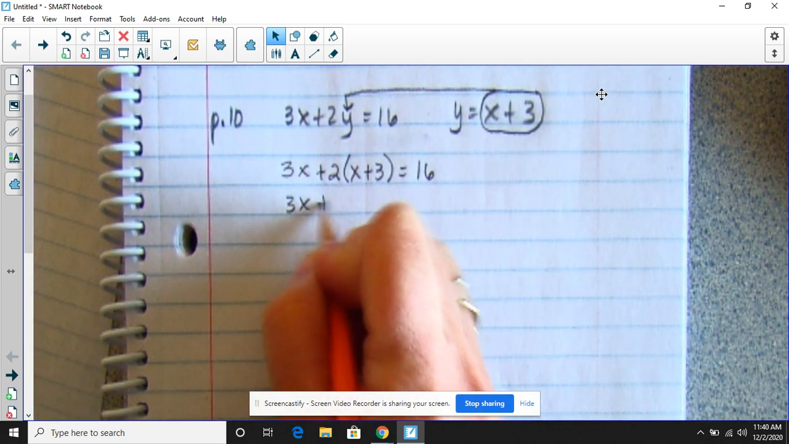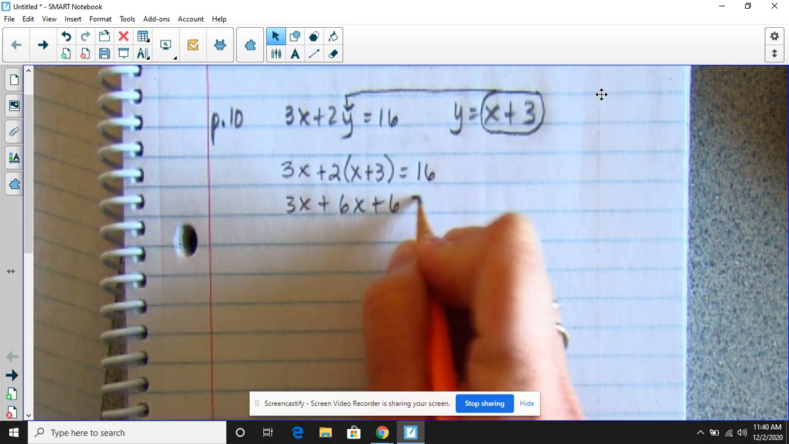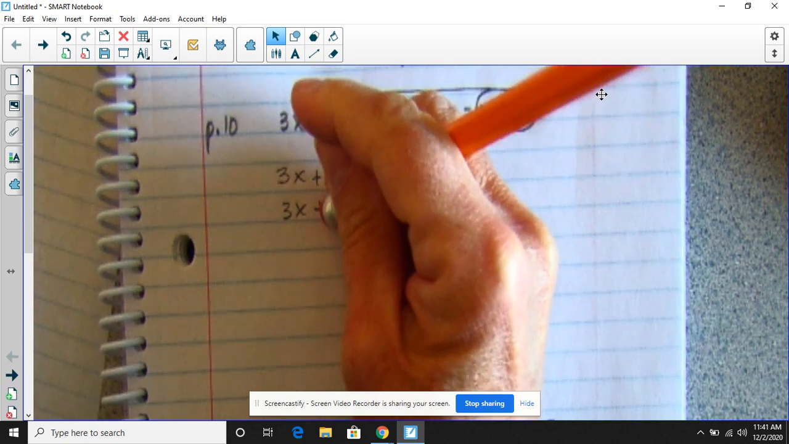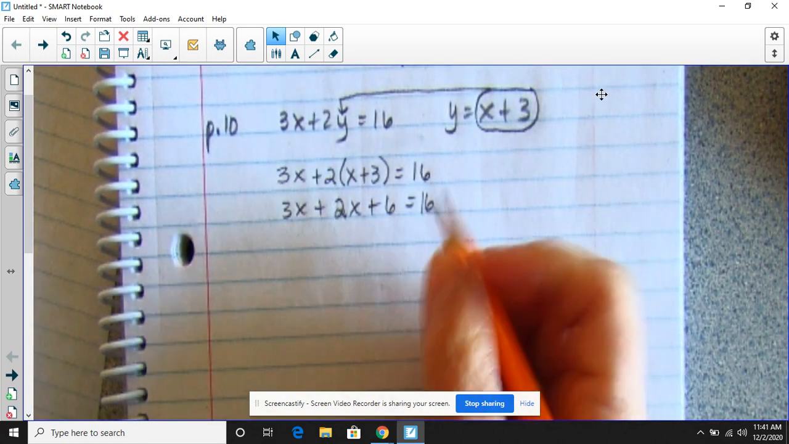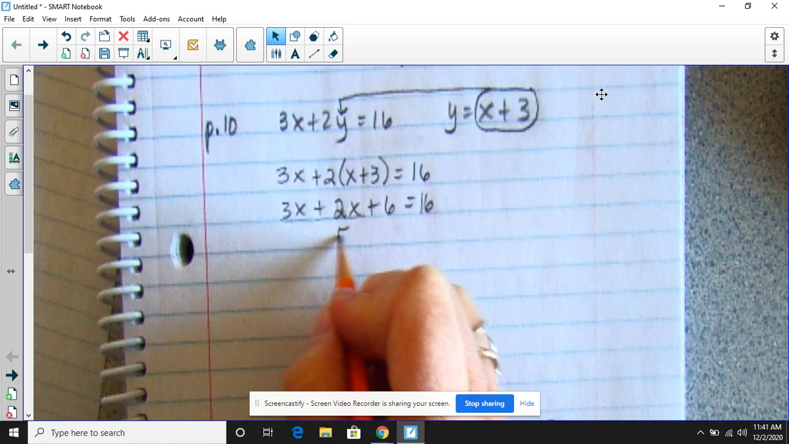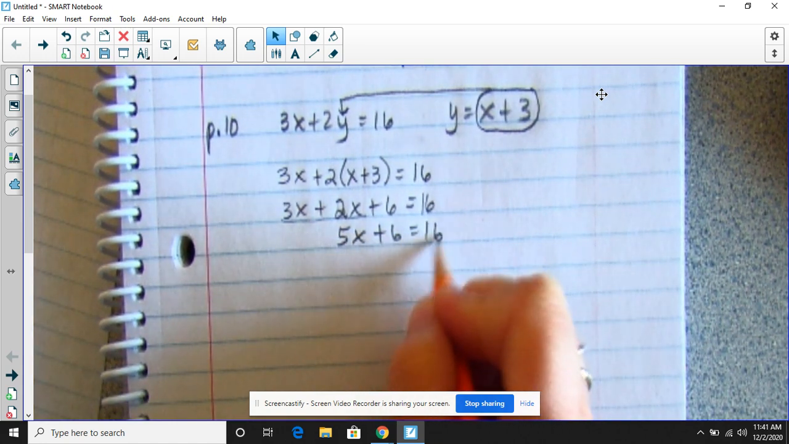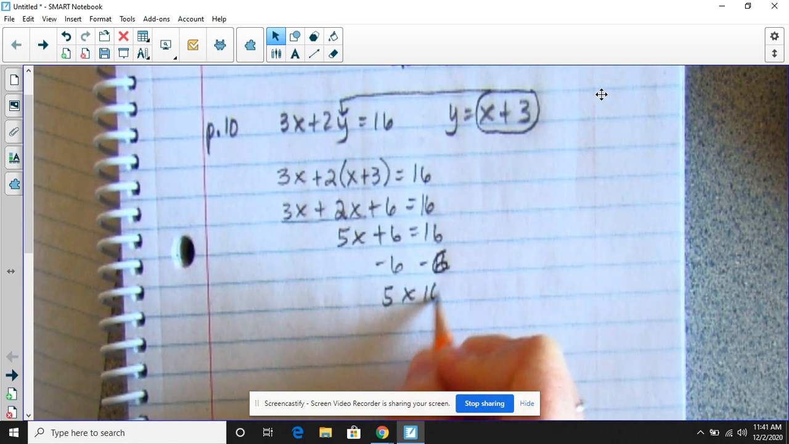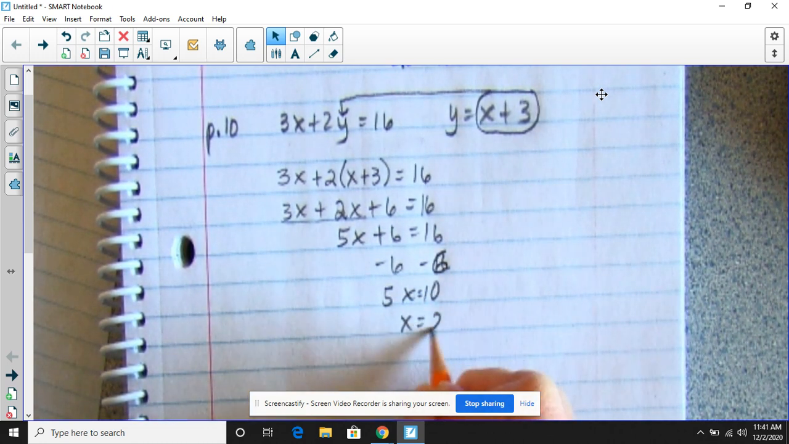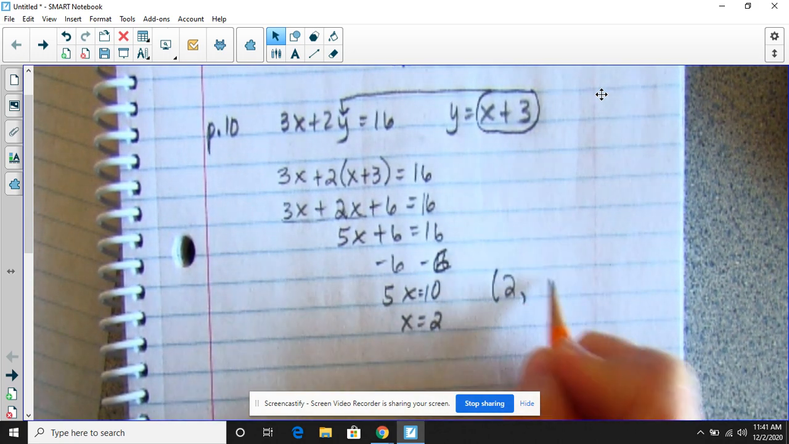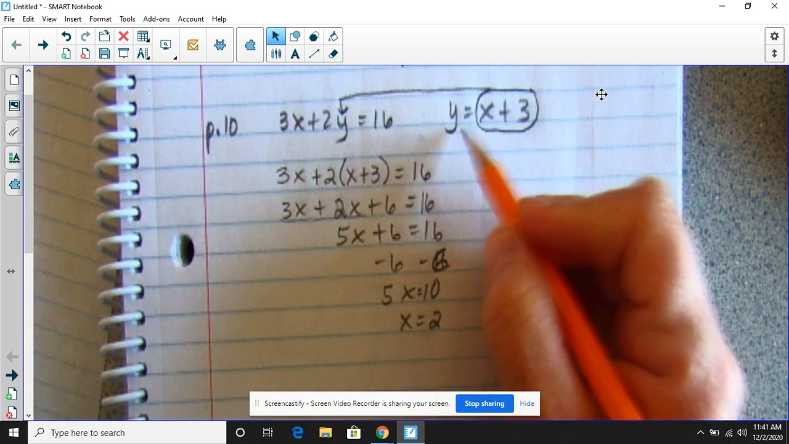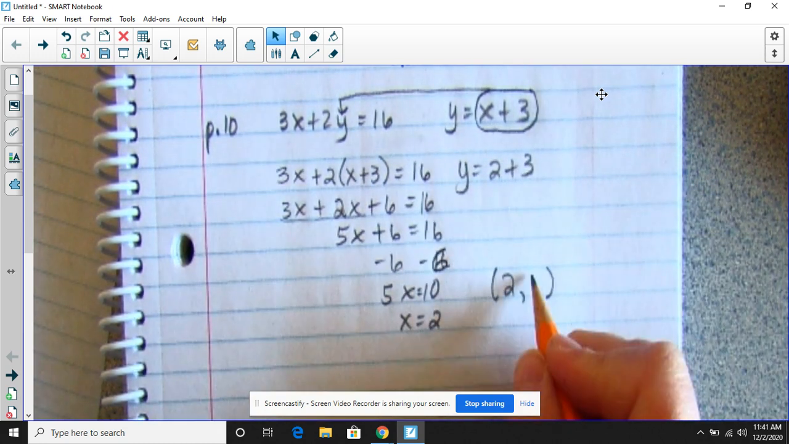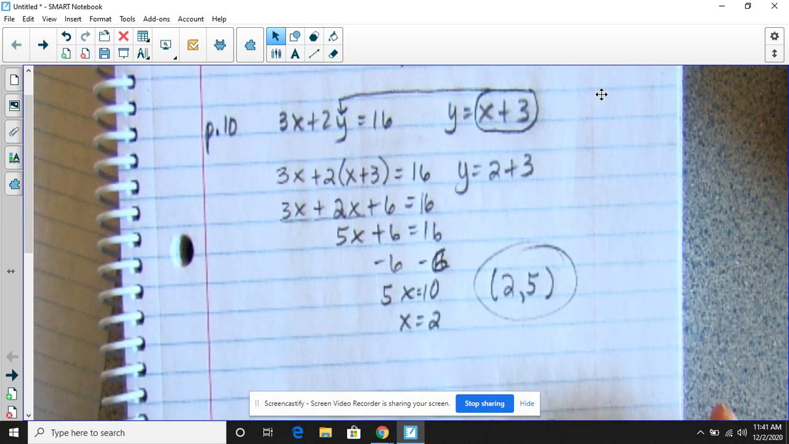So 3x plus 6x plus 6 equals 16. I'm sorry, that should be 2x, not 6x. And then 3x plus 2x is 5x. Subtract 6 from both sides. You get 5x is equal to 10. So x is equal to 2. So that's part of our ordered pair. That's the x. And then to find the y, it says y is x plus 3. So 2 plus 3 is 5. So that's the ordered pair where those intersect.